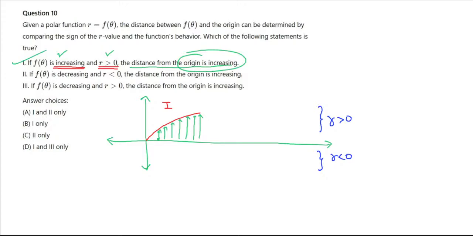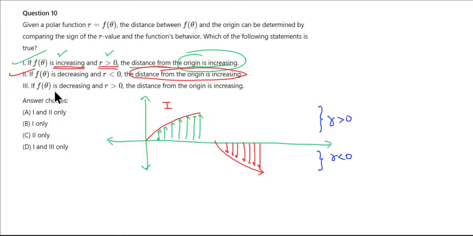Let's try again the same situation with option two. Maybe it will make more sense to you. If f is decreasing and r is negative, okay guys, r is negative where? I already told you r is negative below the x-axis in the rectangular plane, and it is decreasing. Decreasing means obviously going sort of like this. Now, is the distance from the origin, from the x-axis, increasing or decreasing? I'm pretty sure it is increasing because look at these vertical bars. The heights are increasing, right? And if these heights are increasing, it means that the distance from the origin also is increasing. So 2 is absolutely correct as well.